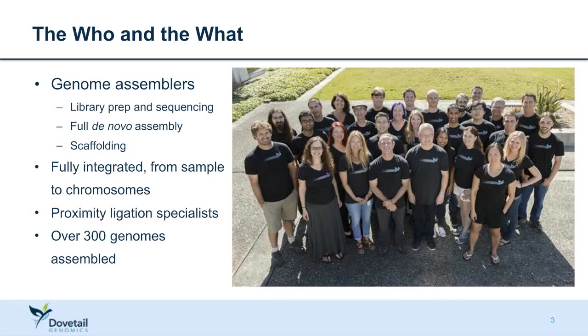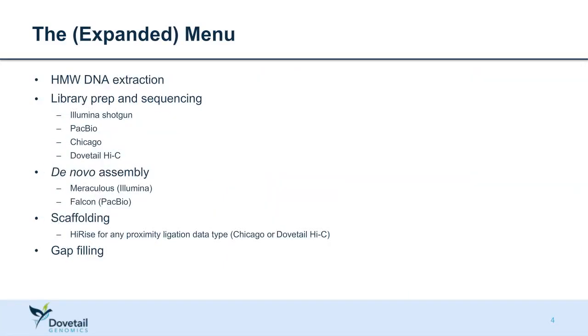So this is what we do. In a nutshell, we do genome assemblies all the way from library preparation. We can do sequencing of it for you. And once we have the data, we can do a full de novo assembly. And with the data that we get from Chicago and Hi-C, we can do scaffolding for you all the way up to chromosomal level assemblies.